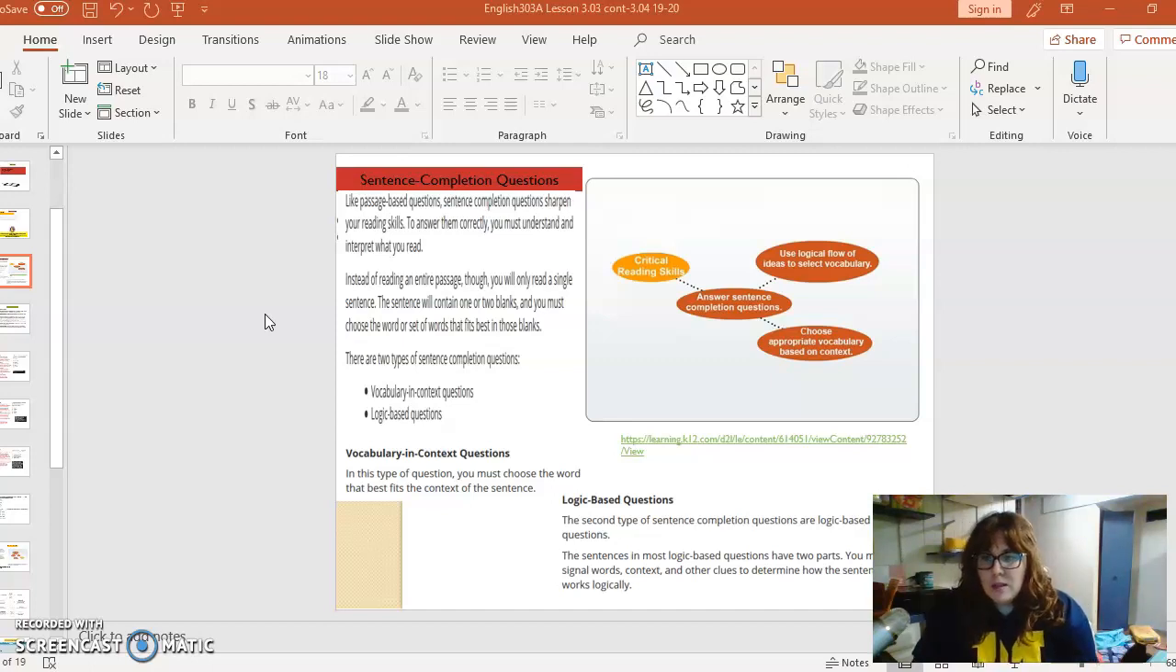Usually they're vocabulary, so you're looking at the context skills, and then sometimes they are logic-based. So vocabulary, you're using those context clues in the sentence to figure out what word fits in that blank best. Logic-based, it's usually two parts, and it's usually using the signal words to determine how the sentence would work logically.